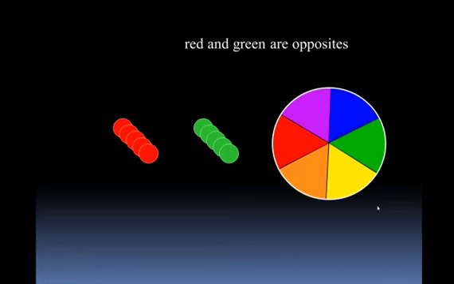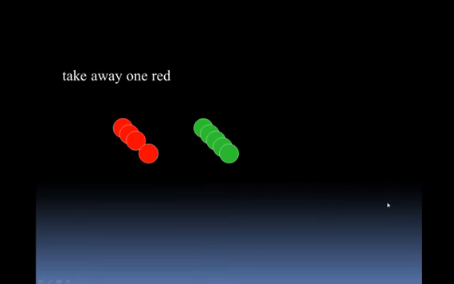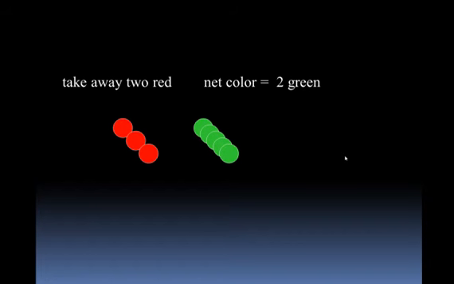Okay, here you can see we have 5 of the same colors. 5 red, 5 green. They are opposites, so if you think of your color wheel, you can see opposites are here. Take away 1 red, I now have 1 more green than I do red. That's my net color. Take away 2 red, I now have 2 green net color. Now we're back to even. Now it's called neutral. They both cancel each other out because there's the same amount.